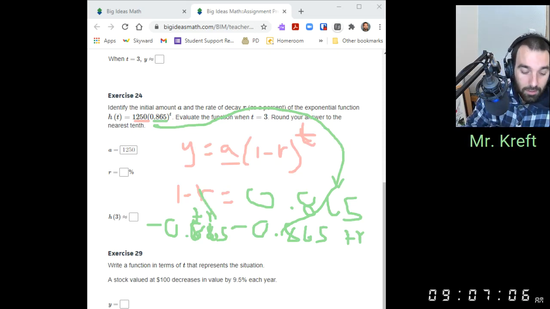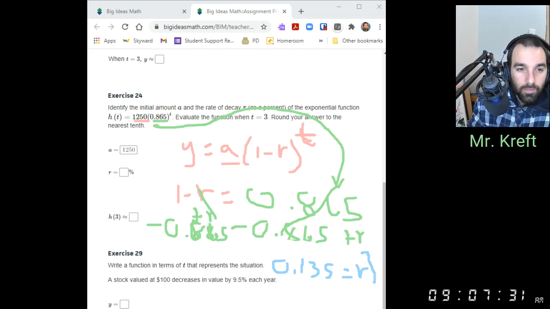When I do this on my calculator, I go 1 minus 0.865. I'm going to erase that, sorry. I'm going to change color here. I get 0.135 equals R.